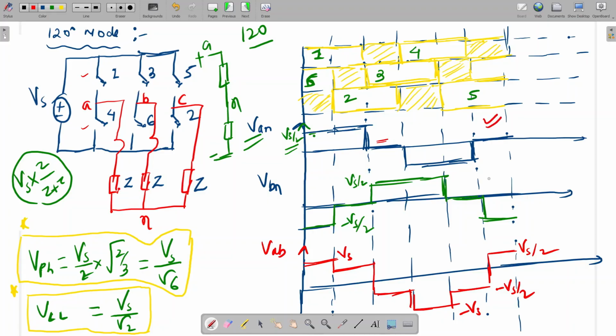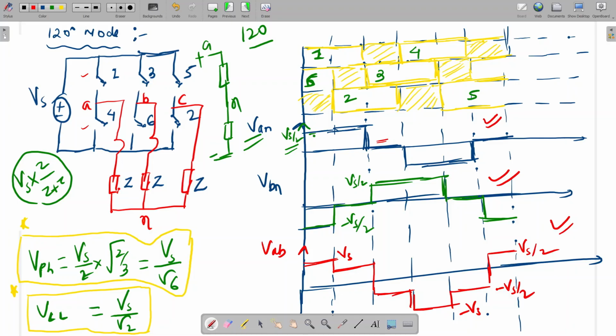And phase B voltage is similarly 120 degree phase shifted. 60 plus 60, 120 degree. And if we subtract VAN minus VBN, we will get this waveform. Is it clear up to now?